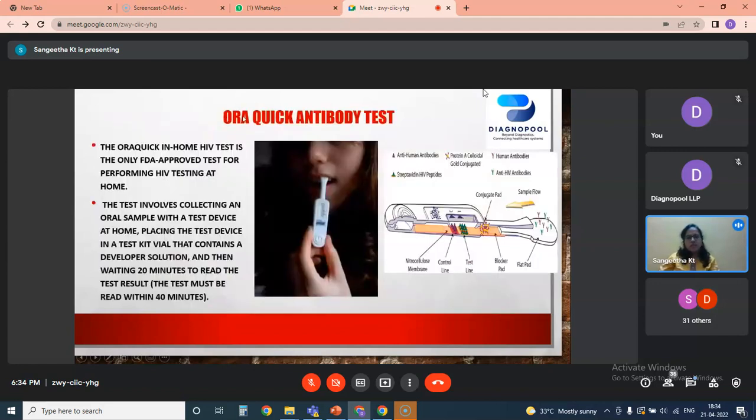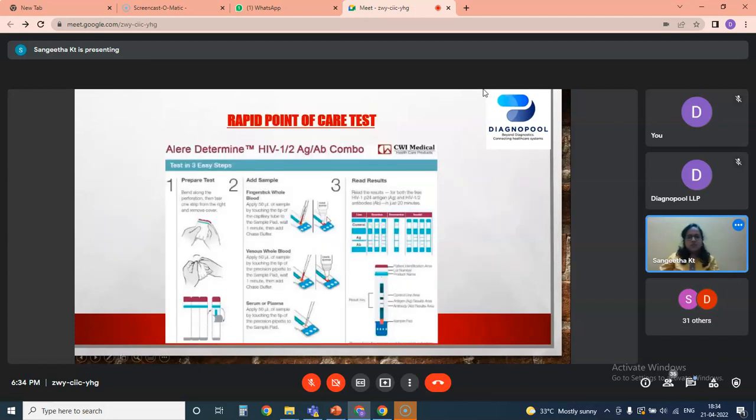Now here again I have discussed some newer tests like the OraQuick antibody test. It is an in-home test which can be done at home. It is the only FDA approved test for performing HIV testing at home. It involves collecting an oral sample with a test device at home, placing the test device in a test kit, which contains a developer solution. And again, you can read the results in 20 minutes. But this test is not recommended by NACO because an in-home test lacks the counseling and the consent form. So, usually not recommended by NACO as of now.